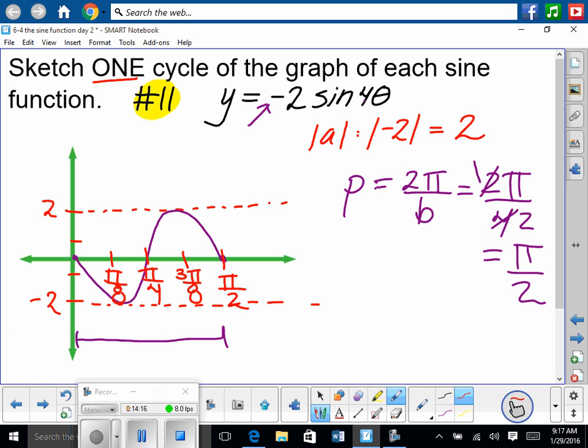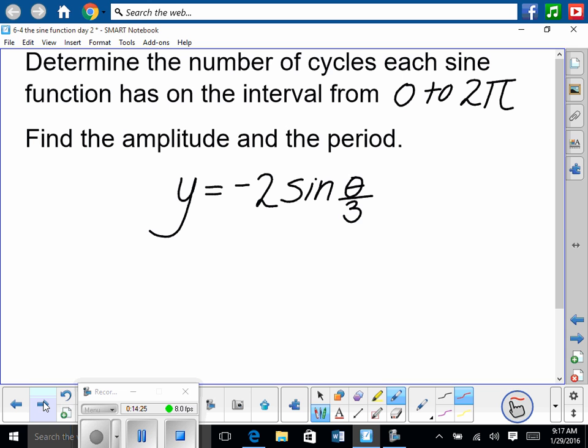Did it seem a little easier today? Yeah. Okay, good. Let's do one more, but it's asking something a little different. It says, determine the number of cycles each sine function has. Oh, so this one wasn't actually one. But we're just going to get started on the back page now.